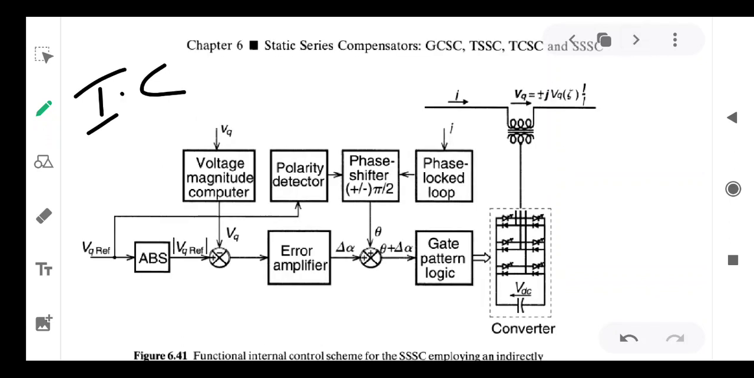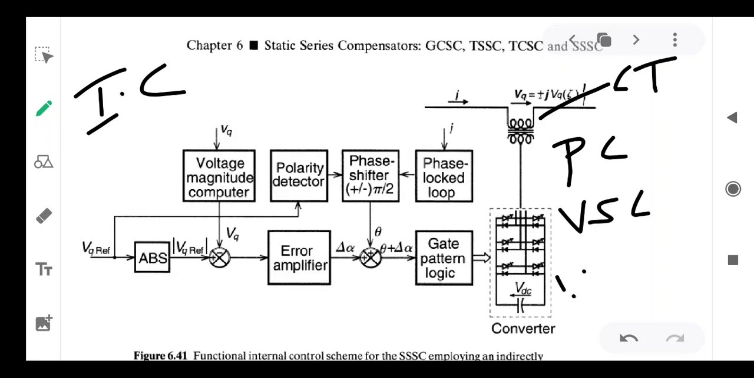Now let us look at the indirect control of SSC. So this is the SSC power circuit, coupling transformer. This is coupling transformer. This is the power circuit of the SSC. This is VSC, voltage source converter.